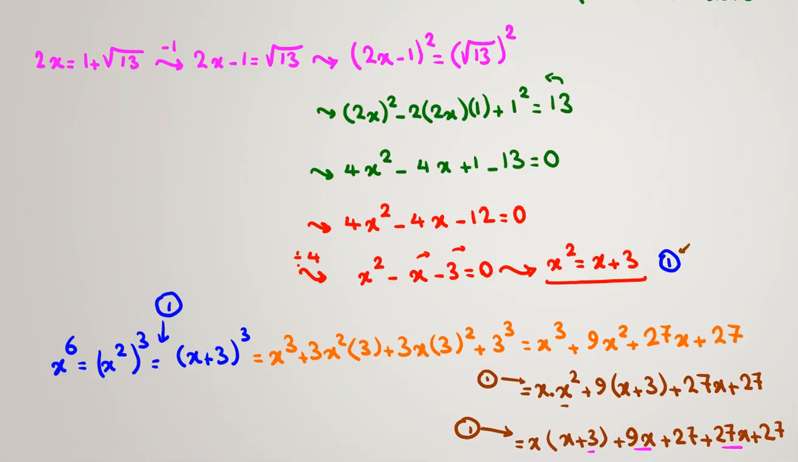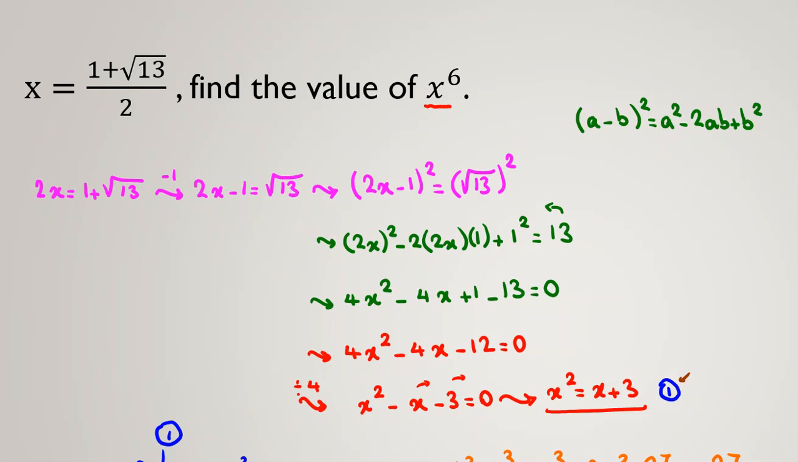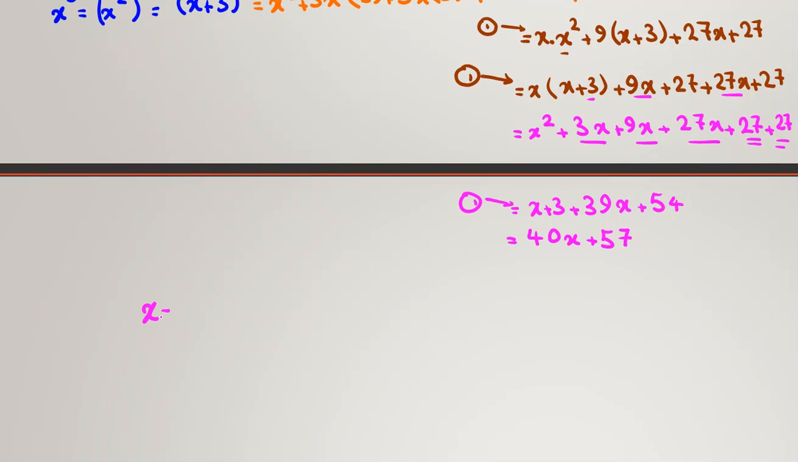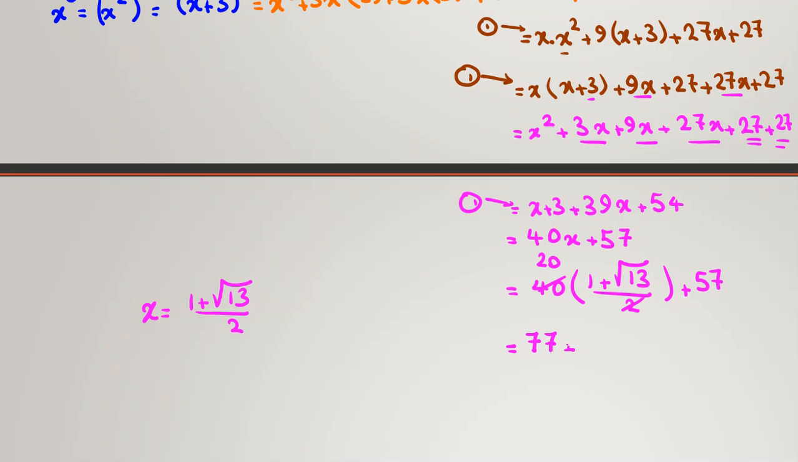Now, on the first equation, I know that x equal to 1 plus root 13 over 2. So because x equal to 1 plus root 13 over 2, if we replace it here, it will be 40 times (1 plus root 13) over 2 plus 57. 40 over 2, it's 20. 20 times 1 plus 57 is 77 plus 20 root 13. So we found this answer.